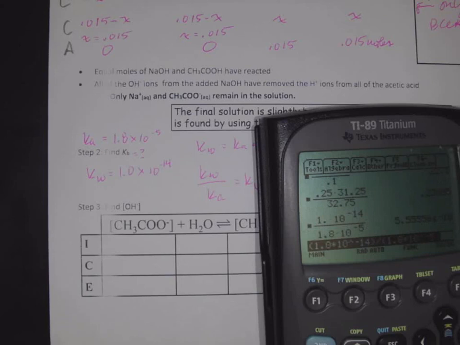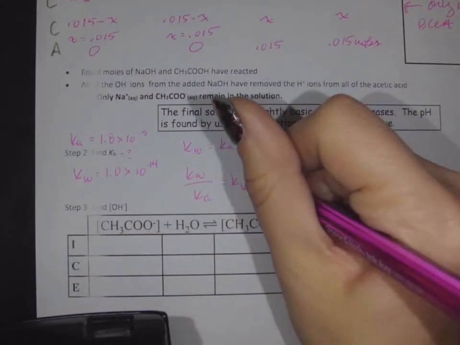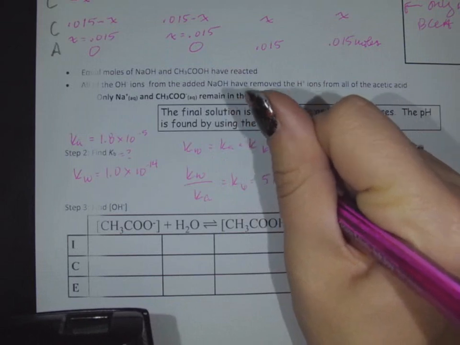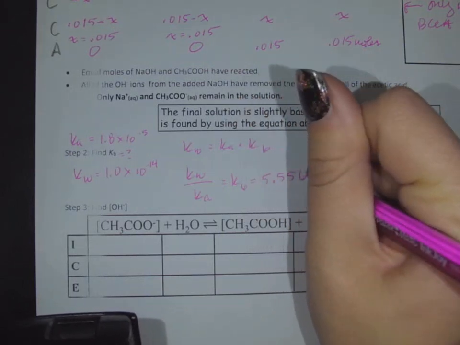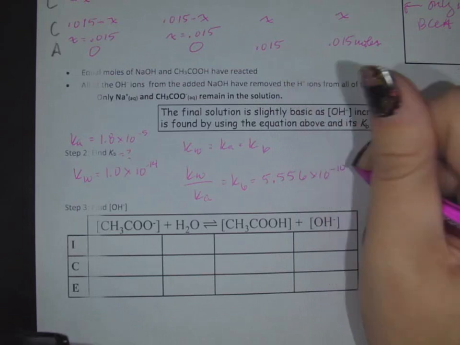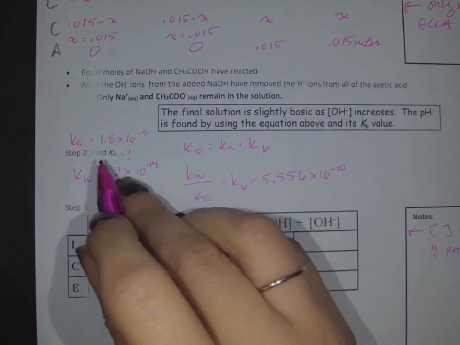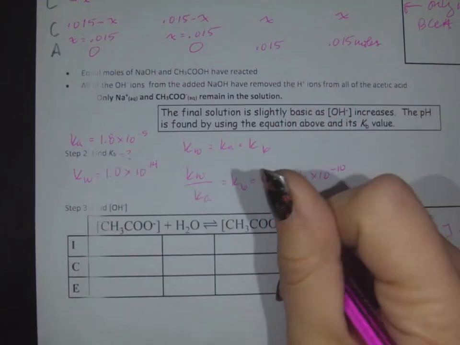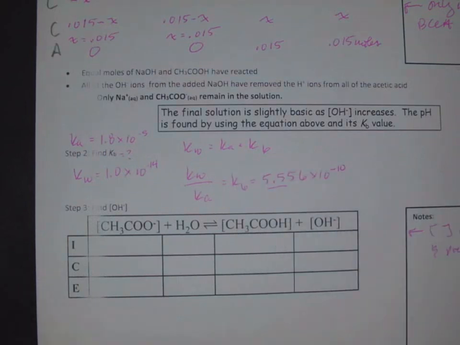Okay. So we have 5.55 repeating times 10 to the negative 10 for our Kb. 2 sig figs here, so we're just going to keep track of that. 2 sig figs. Nice. There is one other item. Oh no, that's later on.